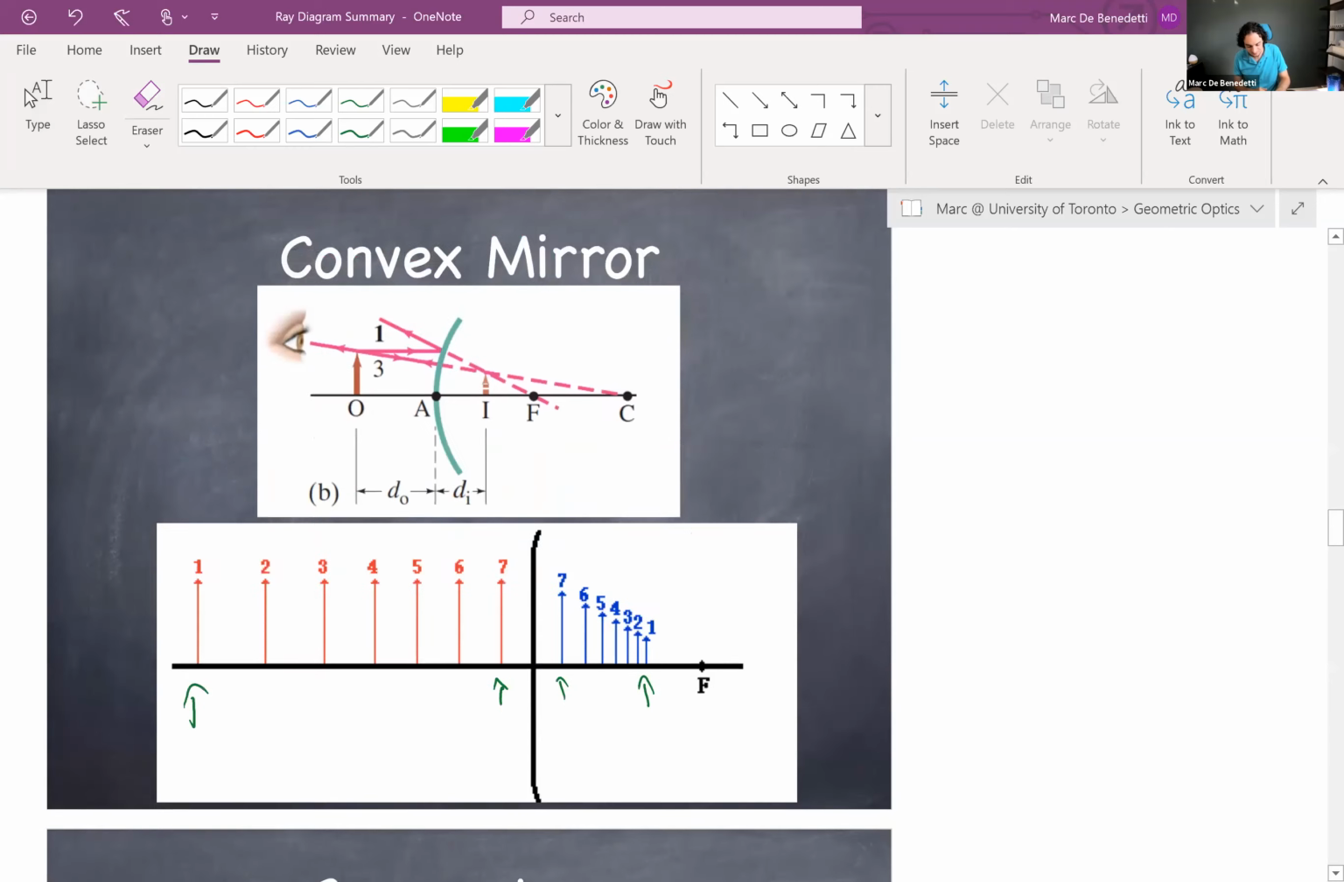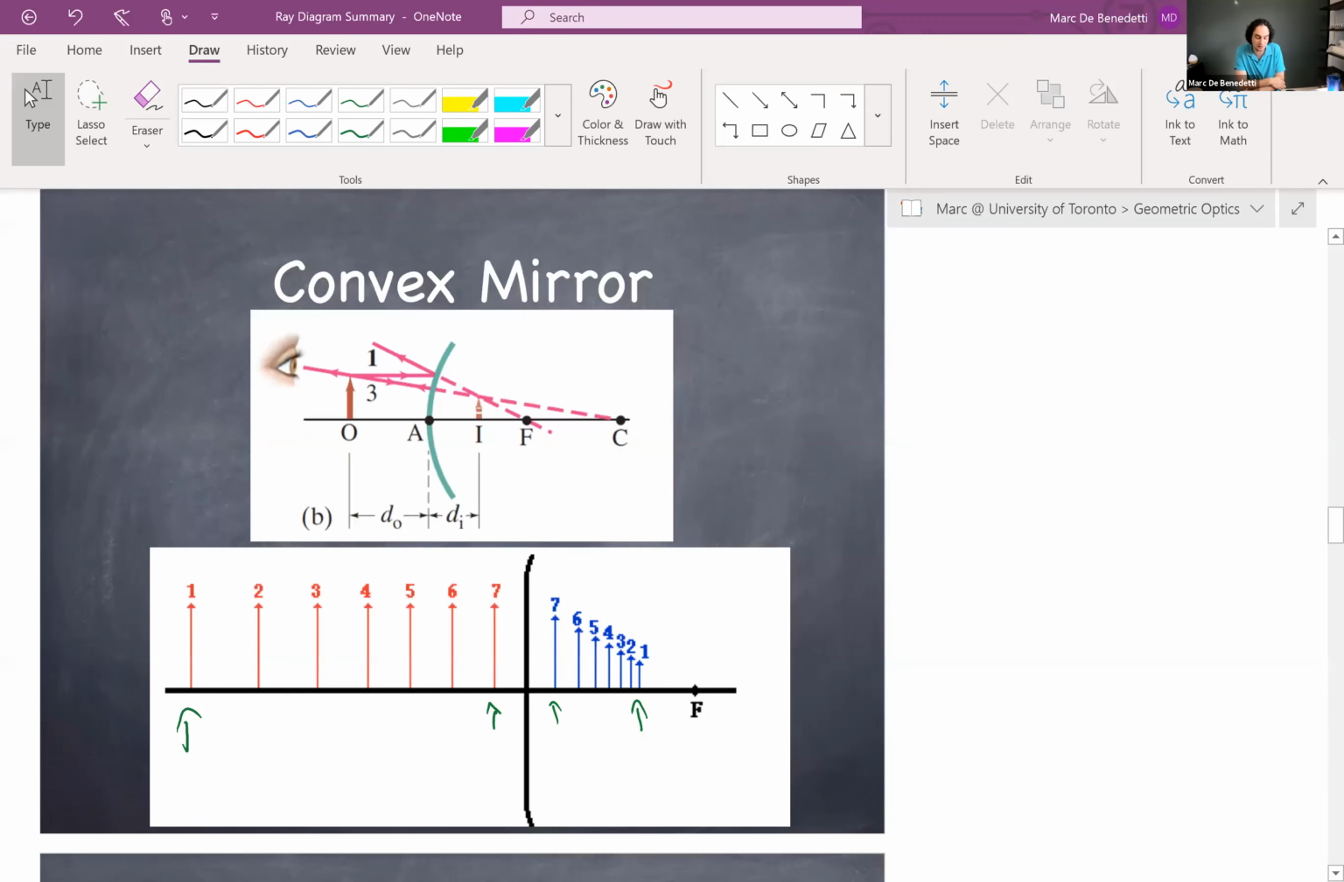The math and all the concepts are the same, but don't forget this will have a negative focal length. Because of the negative focal length, the distance of the image will always be negative. So that simplifies the number of different cases that we have to look at.